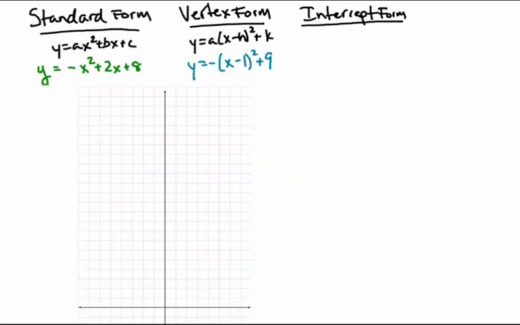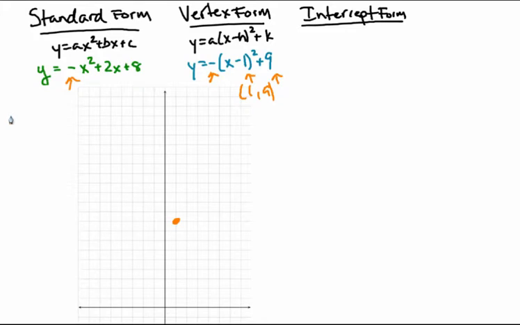Let's take a quick look at the graph of this equation, using both the standard form and vertex form to help us get an idea of where some points are. Vertex form, of course, allows us to see that the vertex is at 1, 9. So at 1, 9, we have the vertex. We also know that because it has a negative coefficient out front, that this is going to open down.